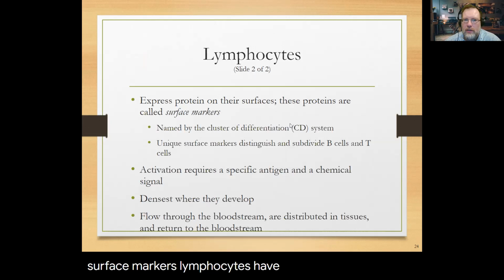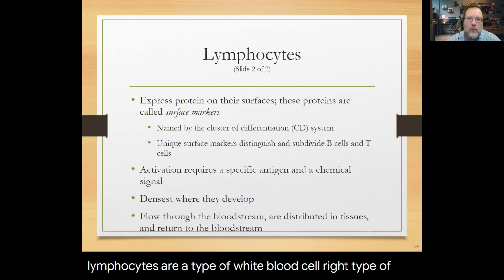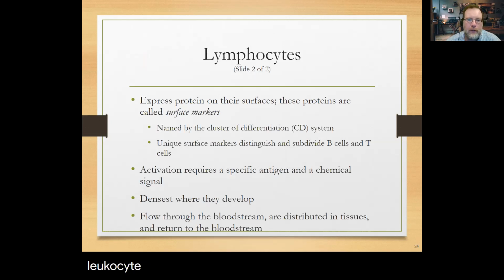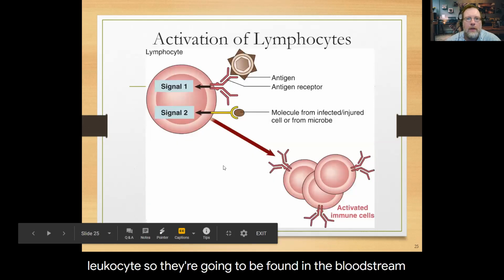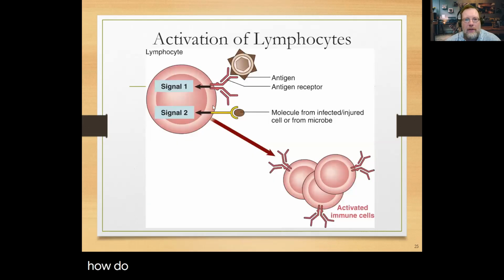Lymphocytes have surface markers. So again, surface markers, antigens, chemical signals. Lymphocytes are a type of white blood cell, right? A type of leukocyte. So they're going to be found in the bloodstream.